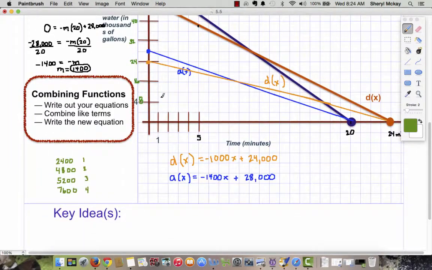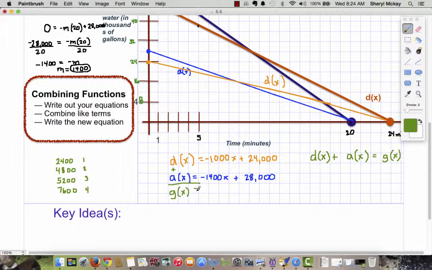So here we want to know what d of x plus a of x equals. It's going to be equal to g of x. So we're actually creating a new graph or a new equation. Well, all we have to do really is add d of x to a of x. Okay? So d of x plus a of x equals g of x is what we've just said.